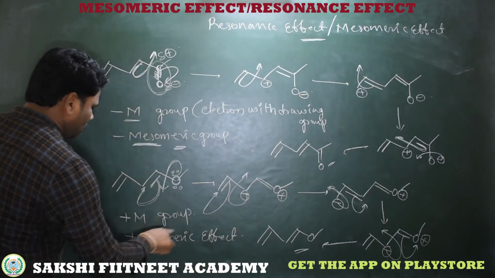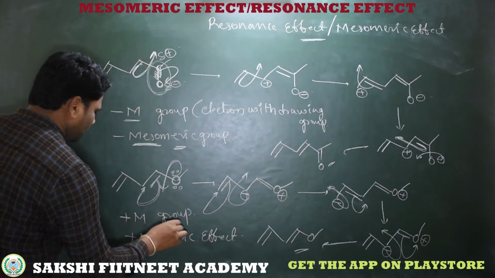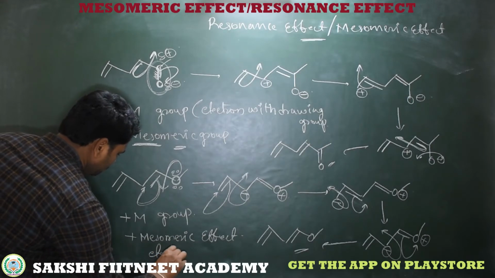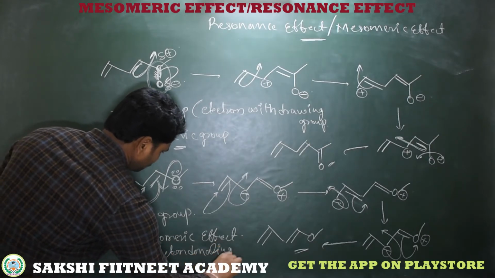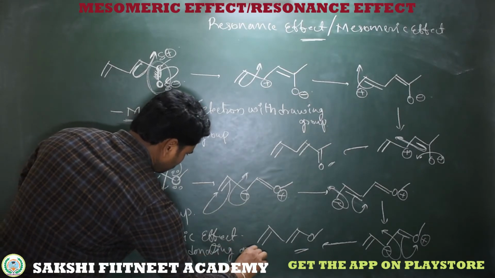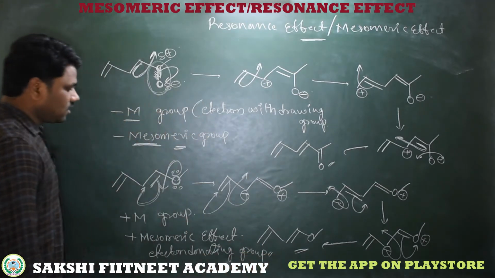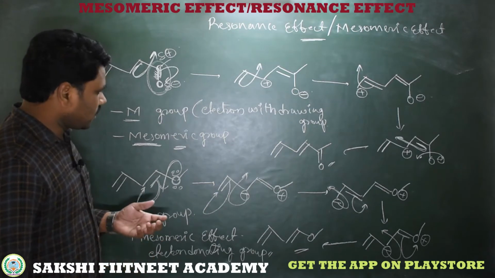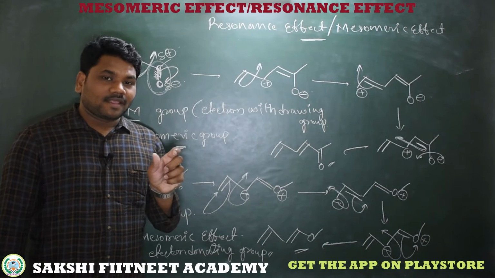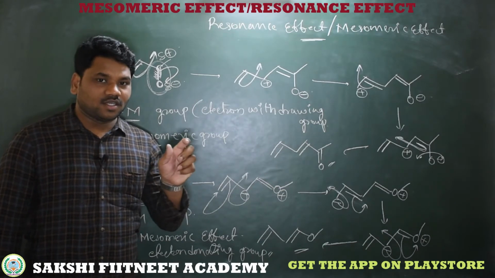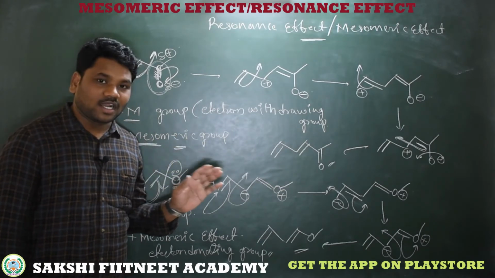So here, what about this group? This group is called an electron donating group. Don't think of the inductive effect. There we also have an electron donating group, the alkyl group. Inductive effect means sigma bonded electrons are displaced towards a more electronegative atom. Here that is not the criterion.